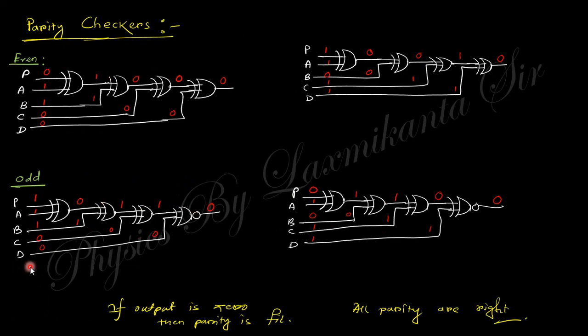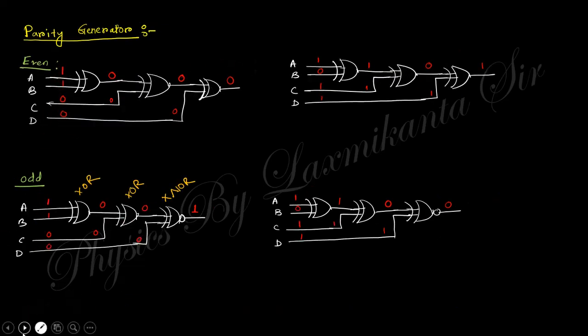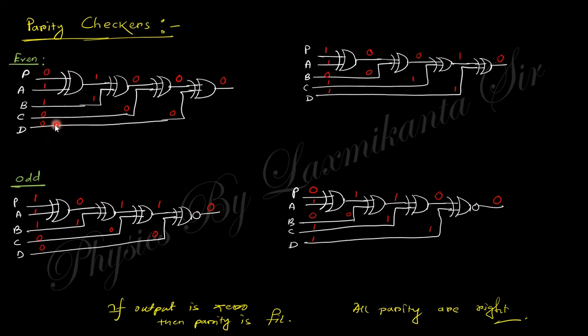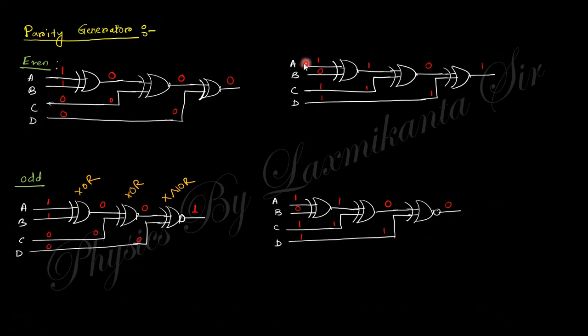Now the parity checker: how does this circuit check the parity? In the parity checker, the output must be 0. If the output is 0, then the parity and the bits are valid. Okay, output 0 means the parity fits with these bits. For example, in the first example, 1100 and parity 0. So the first one is the parity and these are the 4 bits. So 01 gives you 1, 11 gives you 0, 00 gives you 0, 00 gives you 0. So the output is 0.